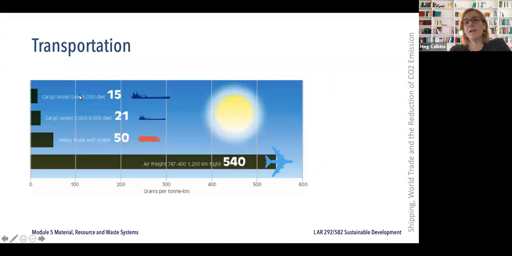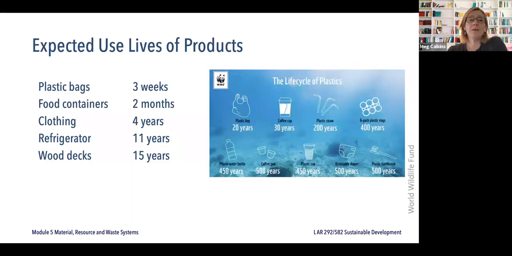And what's not shown on this graphic is rail travel, rail freight. And rail freight is very similar to an efficient cargo vessel. So it's a very, very efficient way to distribute goods. But transportation has a substantial footprint when we look at the overall footprint of our products.